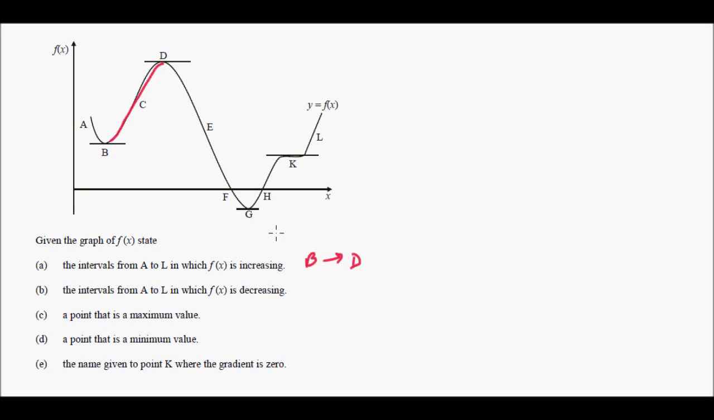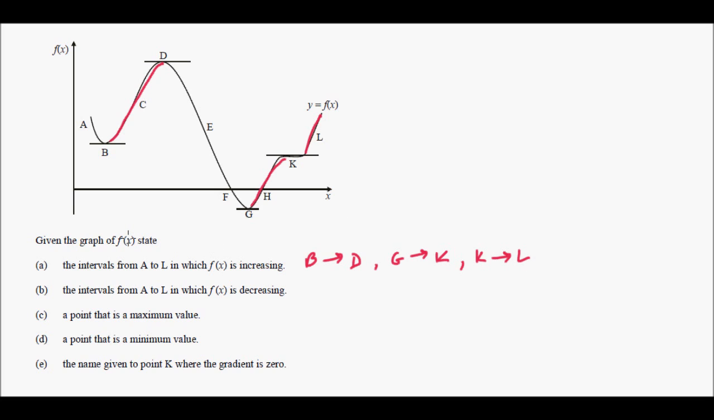Then it's negative, negative, it's 0 there, then it goes positive here. So from G to K. So it's going to be multiple intervals. And then the last one would be from K to L. So that's all the positive ones.